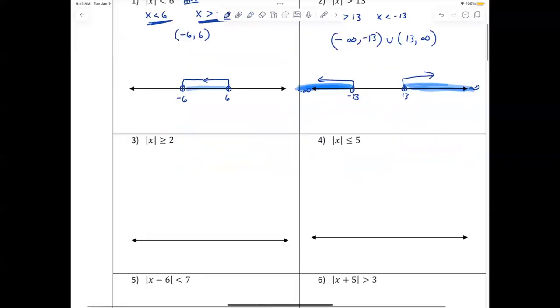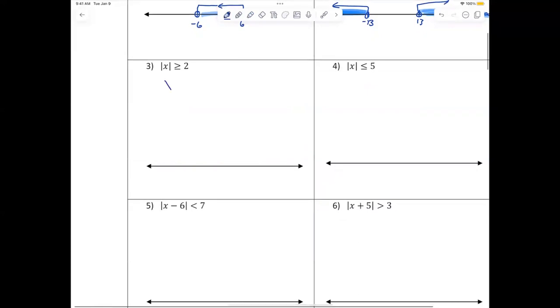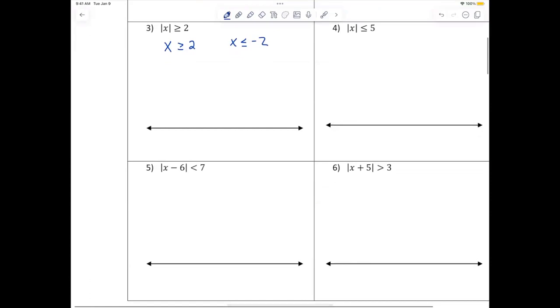Let's look at number 3. So again, we write it: x is greater than or equal to what? 2, and then x is less than or equal to -2. Is everybody with me on that? So now we go to 2 and -2. Let's see where we're at. Here's -2, here's 2. Greater than or equal to 2, solid dot going to the right. Less than or equal to -2, solid dot going where? To the left.